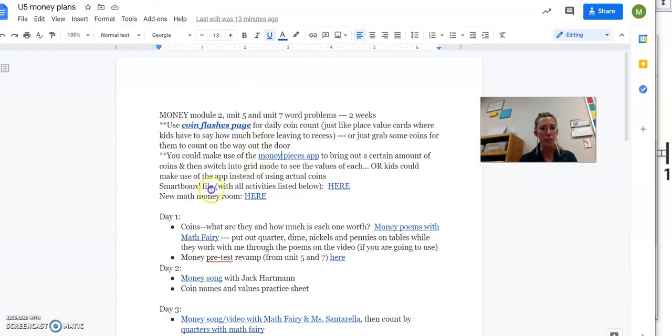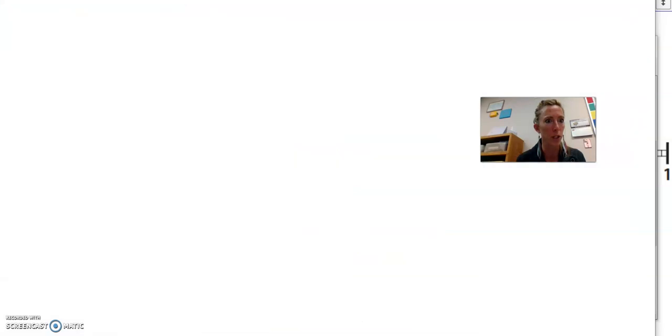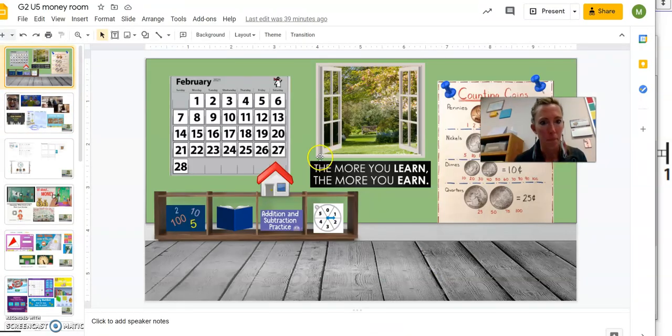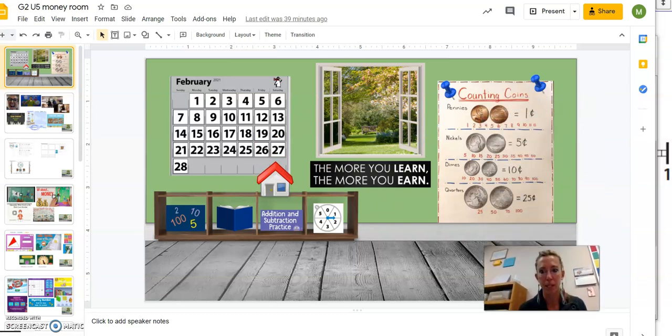All right, Smartboard file with all the things I'm listing below. There it is, and the new money math room. Let's check it out right now. The new math room: I split it between place value and money. So here's the money one. Nice window out to spring, right? Because we might change this to March, depending on when you're doing money. The more you learn, the more you earn.